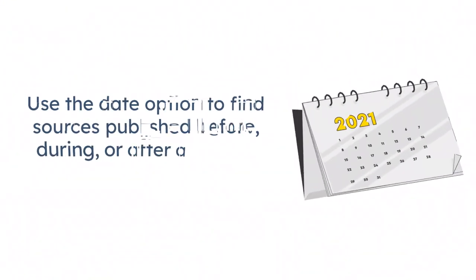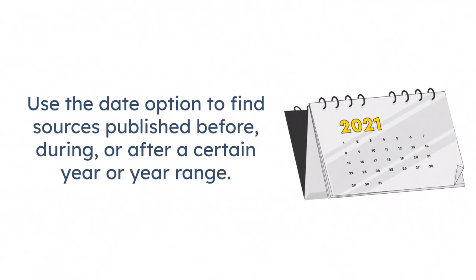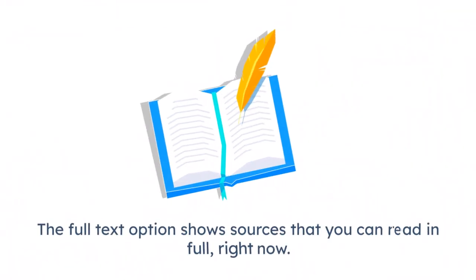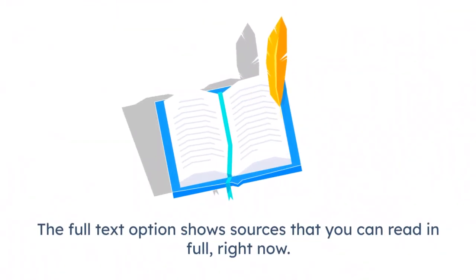The date option finds sources published before, during, or after a certain date range. This is helpful if you're looking for older sources published at the time of the war, or newer sources that look back after a certain amount of time. The scholarly, peer-reviewed, or academic option finds sources that have a peer review process. The full text option finds sources that can be read in full, right now. For articles, you want to read the whole thing before deciding whether to use or cite it in your project.